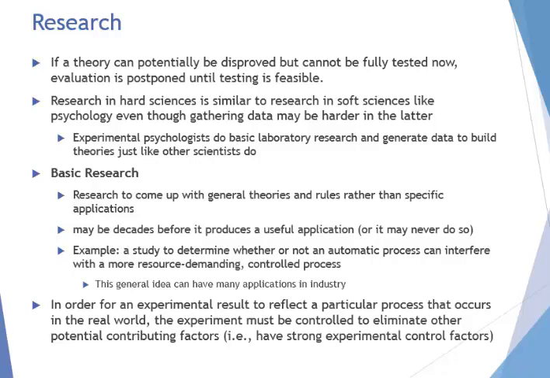Research in hard sciences like biology and physics is similar to research in soft science, even though gathering data might be a lot harder in the soft sciences. Psychology is considered a soft science because things can't be proven so easily. People become a little more depressed or a little more angry or a little more withdrawn based on various factors in their life, and it's not as easy to measure those things.